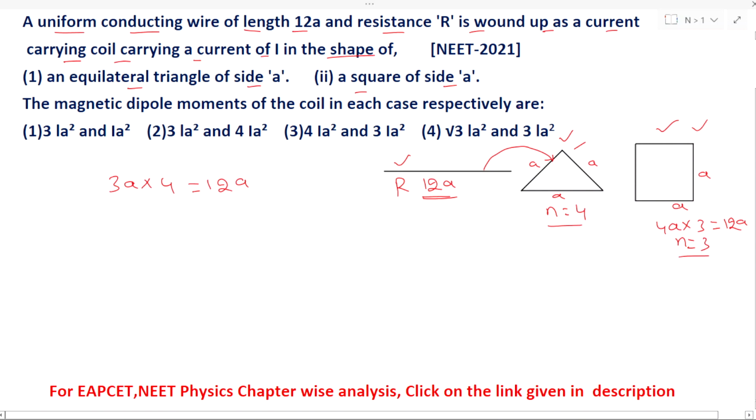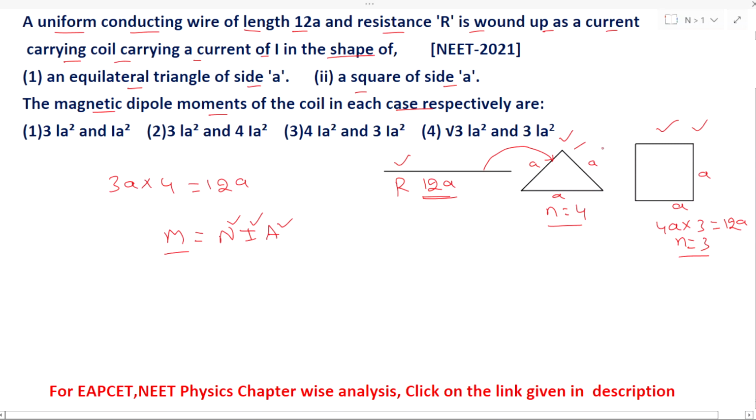Now what did he do? He asked us to calculate the magnetic dipole moment in each case. We know the formula for magnetic dipole moment as M is equal to NIA, where N is the number of turns, I is the current flowing through the coil, A is the area of the coil. And this magnetic moment doesn't depend upon the shape of the coil. It depends upon the effective area of the coil.